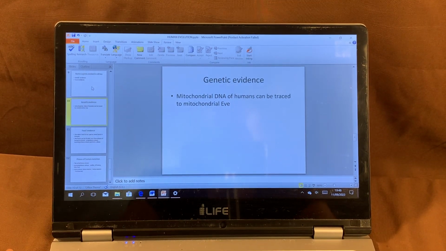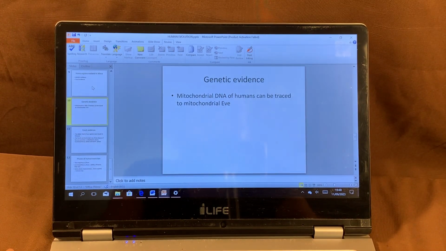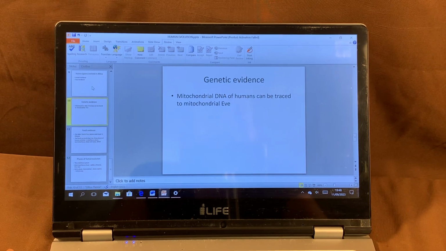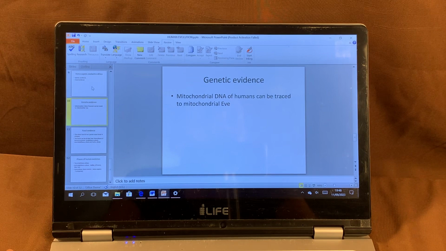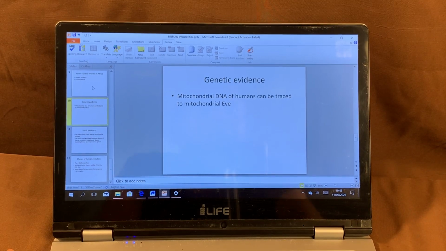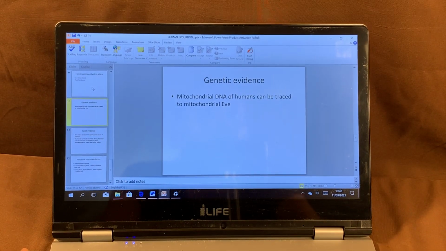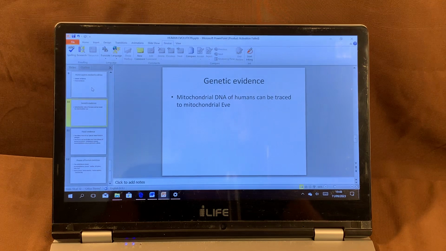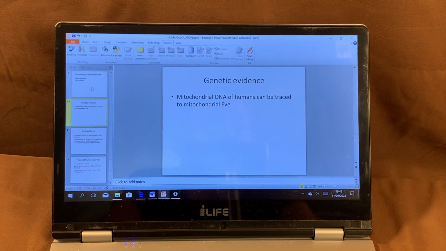Okay, and then they also found that Africans have more DNA diversity than people in other countries. So it just shows this is where we find everything.